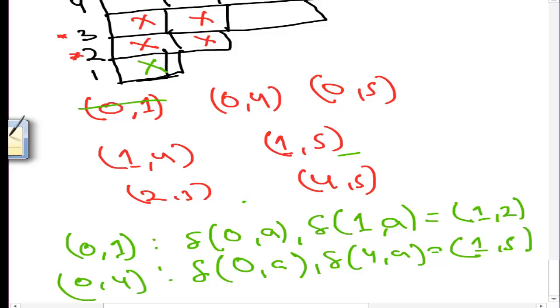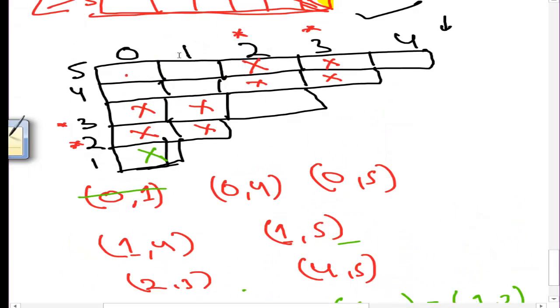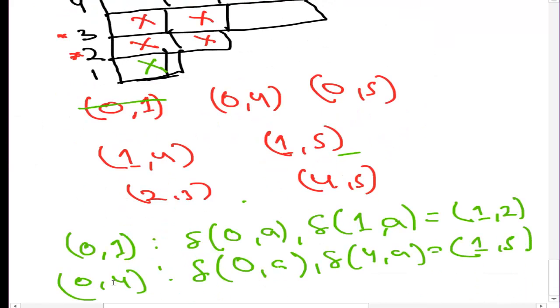1 comma 5. So now I have to look at 1 5, which is here. If you look at it, 1 5 is not marked, so we can't just say that this is not distinguishable, because maybe later on it will come out distinguishable. So at this moment I can't say anything about it. I have not worked out 1 5 yet, so I will keep this 0 4 under the 1 5, because what we are saying is, if 1 5 is distinguishable, then 0 4 is going to be distinguishable, but 1 5 is not worked yet.